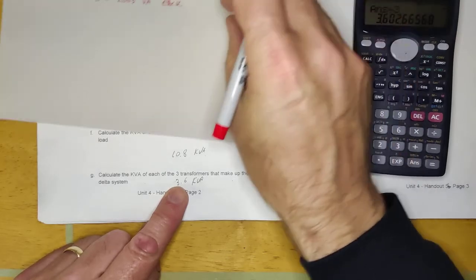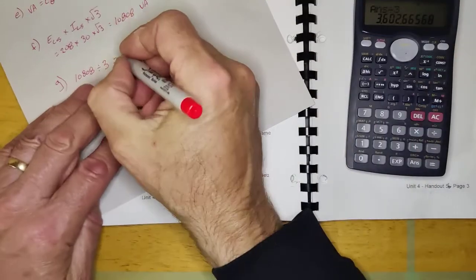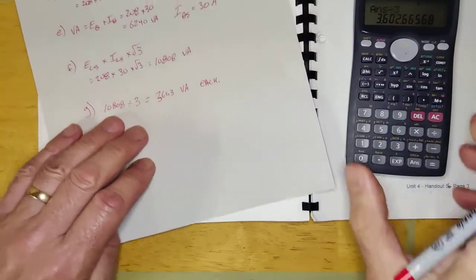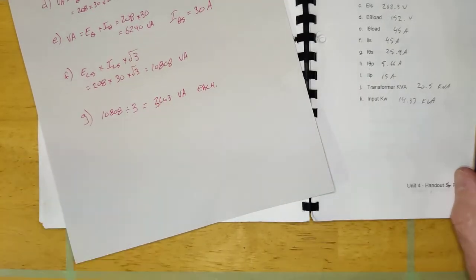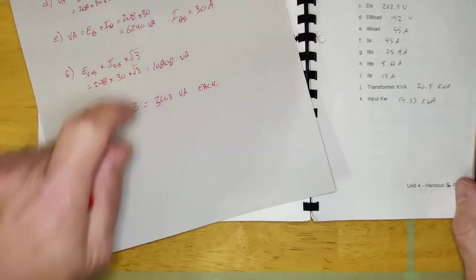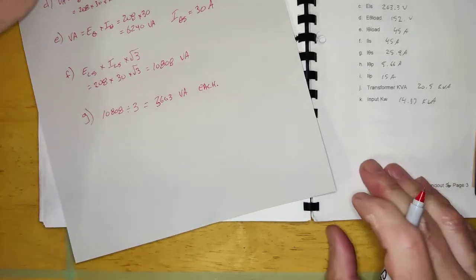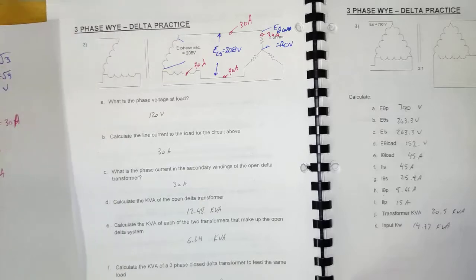Okay, and that's what I got here, 3.6 kVA. Whoops, I made a typo here. This is 3603. 3603. Okay, which is 1/3 of this. All right, so I hope this helps. Let me know if it doesn't.